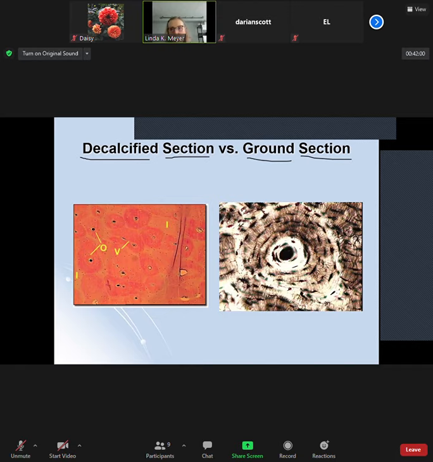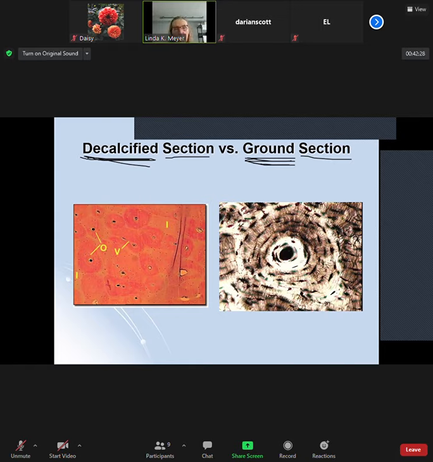All the white areas are where it's mineralized, and all the dark areas are where it's non-mineralized, or where there are spaces, in other words, those lacunae. So ground is just the past tense for grind. They ground the tissue to prepare the microscopic slide. So this still has mineral. The decalcified tells you it does not.